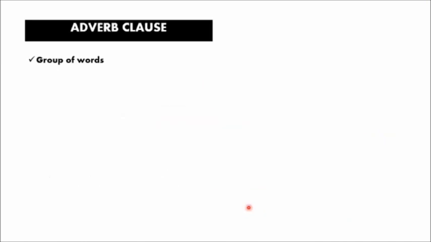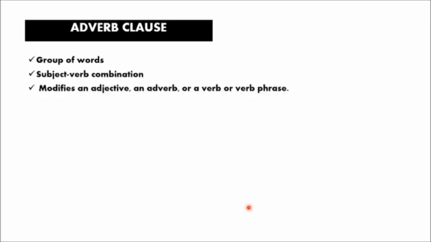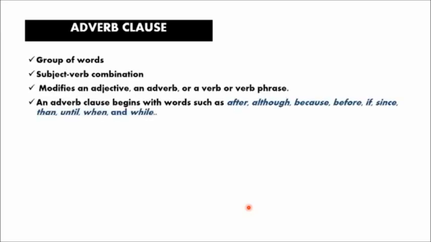Now let's have the adverb clause. An adverb clause is a group of words. It has a subject and a verb. It modifies an adjective, an adverb, or a verb phrase. An adverb clause begins with words such as after, although, because, before, if, since, than, until, when, and while.